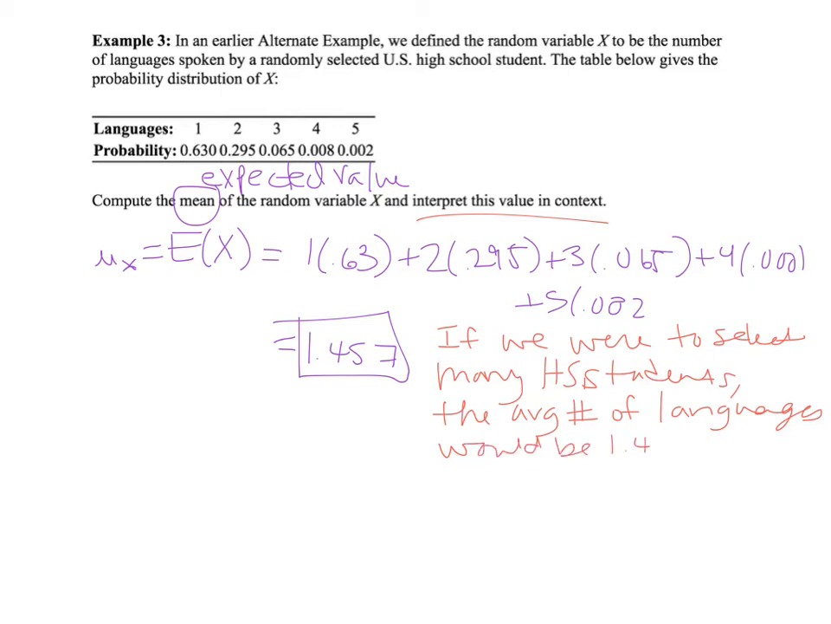And one thing I want to mention that's important is do not round the expected value. Even though it doesn't really make sense to speak 1.5 languages, it's still going to be not rounded. The reason is because it's going to be an average. And averages, we don't round to the nearest language. So just be careful about that.